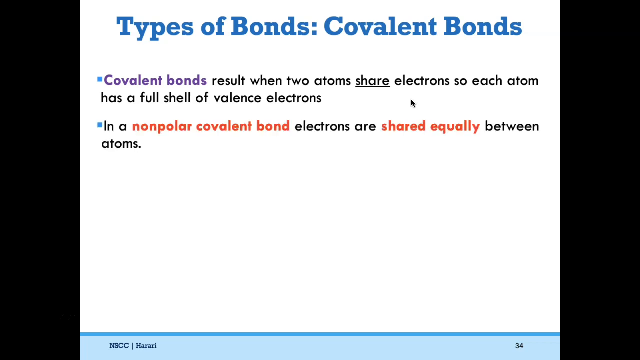There are two flavors of covalent bond. There's a nonpolar covalent bond and a polar covalent bond. This is sometimes tricky for students, but we'll walk through it slowly. In a nonpolar covalent bond, electrons are shared equally between atoms. So nonpolar means equal in this case. In a polar covalent bond, electrons are shared unequally. So polar means unequal.